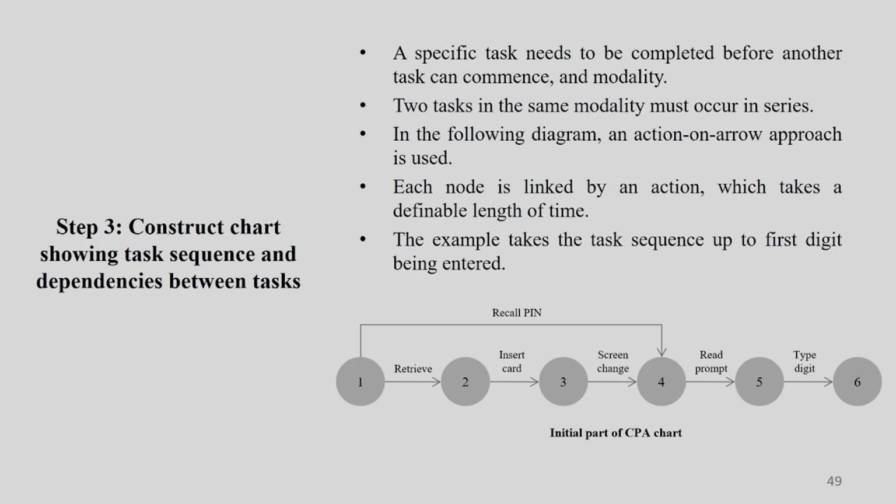In the following diagram, an action-on-arrow approach is used. You can see these arrows, right? These arrows we gave. Each node is linked by an action which takes a definable length of time, and the example takes the task sequence up to the first digit being entered. Okay, till here. Now let us understand.